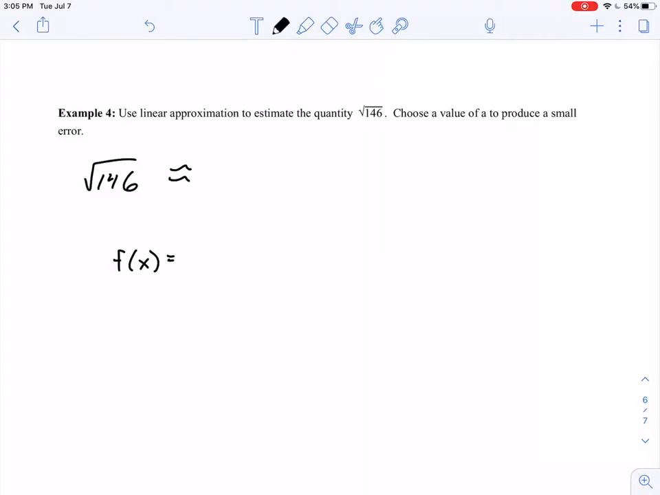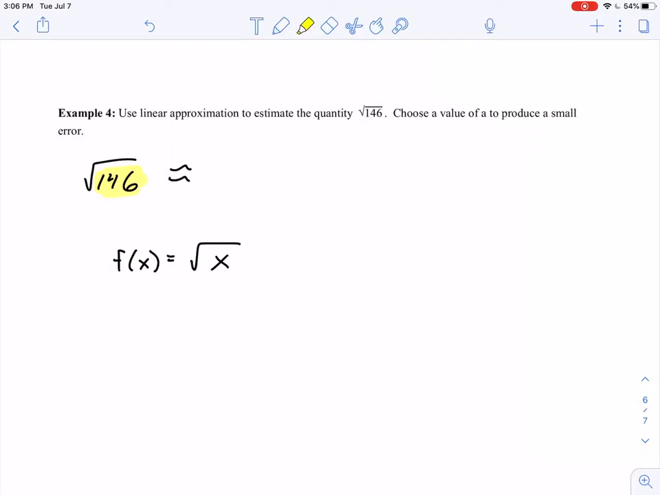For that, I'm going to look at the quantity I'm trying to estimate. Here, square root of 146. You want to keep your function simple, because remember, I'm going to want to take the derivative of this. So here, square root of 146 kind of looks like square root of x. And this is a nice choice, because if I were to plug in 146 for x, I would get back square root of 146, and that's what I'm trying to estimate. So a lot of times we can pull this trick of pulling out the number that's causing a problem and just look at the function.